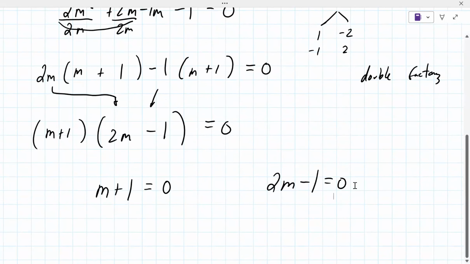1 and 1/2. 1/2 I agree with, but not the other one. -1. M equals -1. Good.